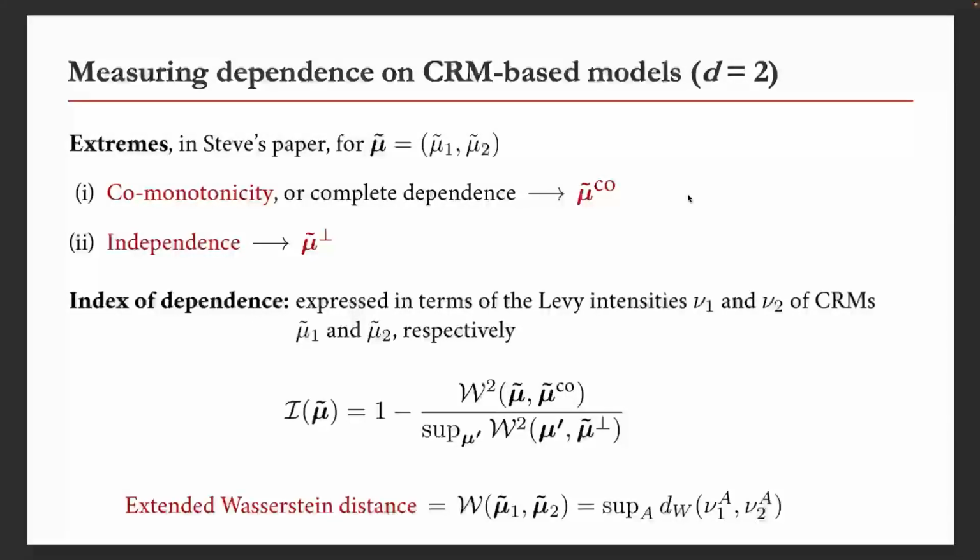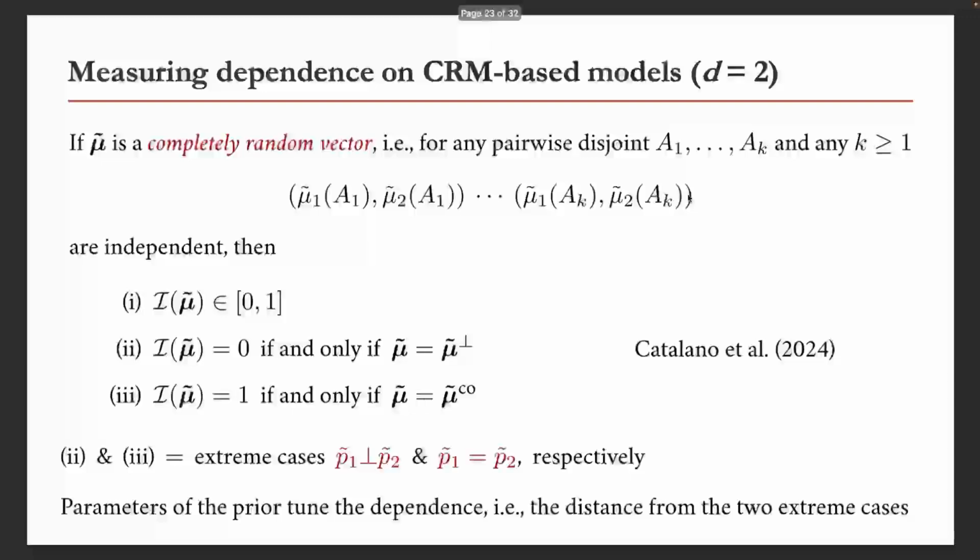Another measure of dependence is in terms of Wasserstein distance, which uses an extended notion of Wasserstein distance based on the Lévy intensities. I don't have time to discuss much about this, but with Marta, Hugo and Igor, we have proved that this index actually serves the purpose, in the sense that it is equal to 0 if and only if we are in a situation of independence, and is equal to 1 if and only if we have complete dependence.